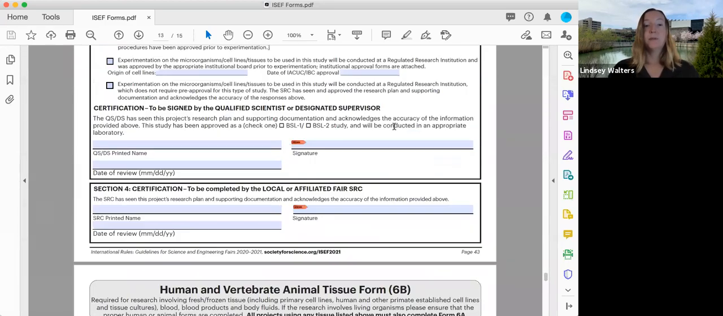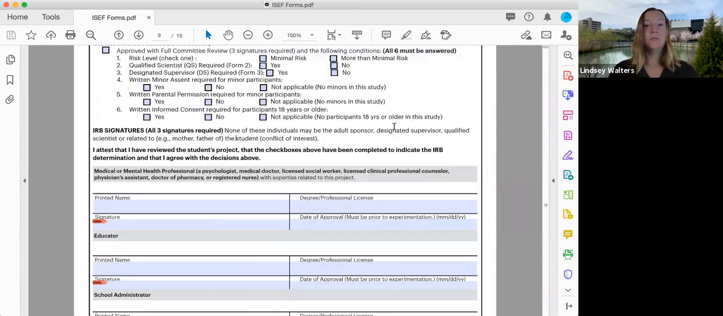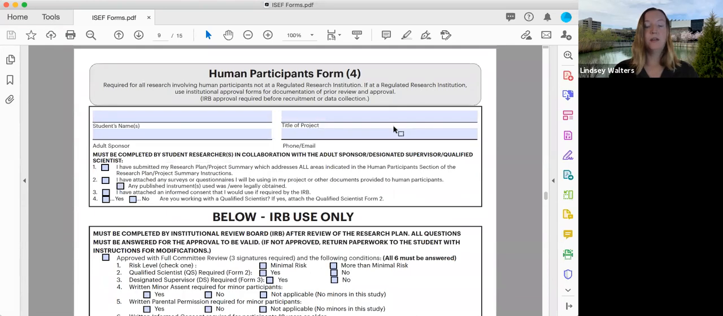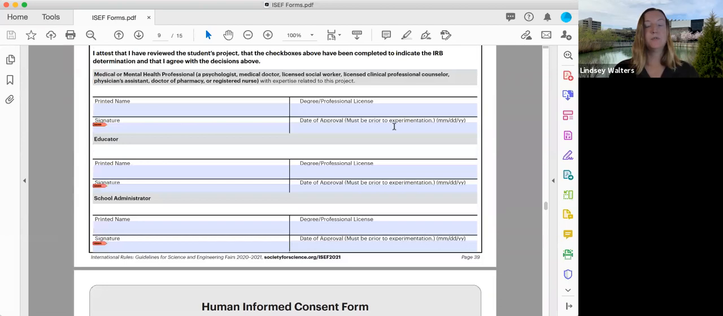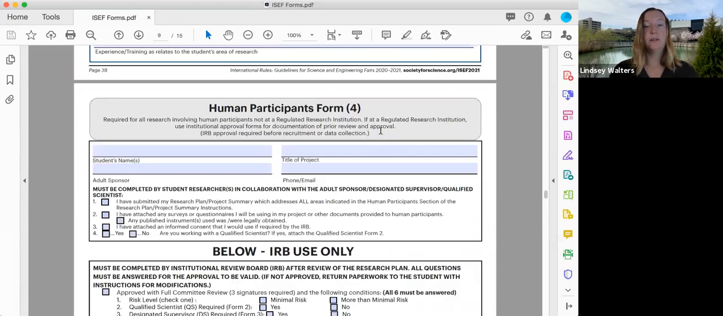So those are the three special situations. They all have additional documentation required. Again, for humans, you can form your own review committee with an educator, a medical professional, and a school administrator. You don't have to go through us as long as you have your committee fill out this form.